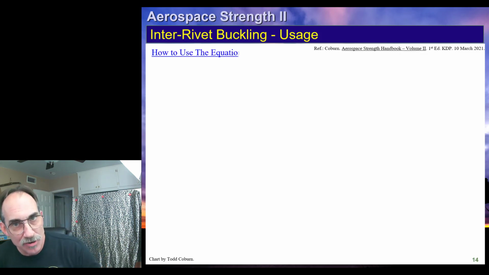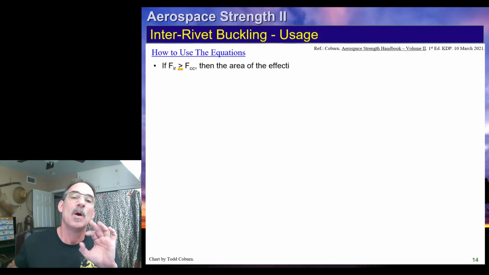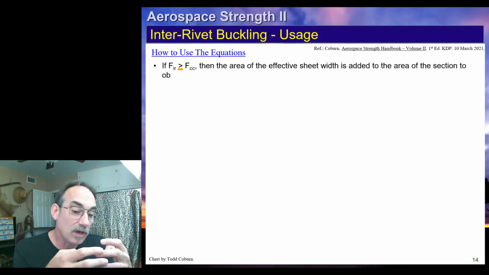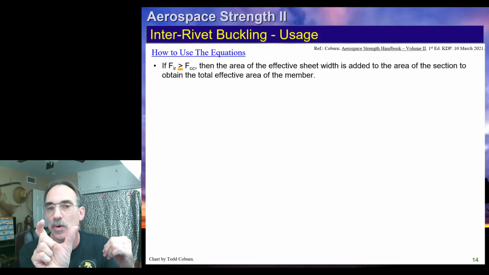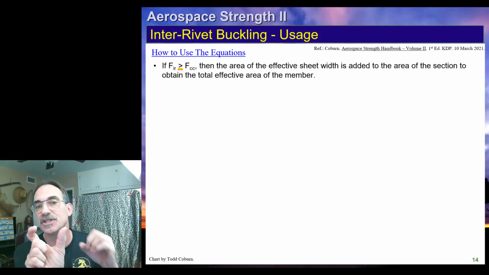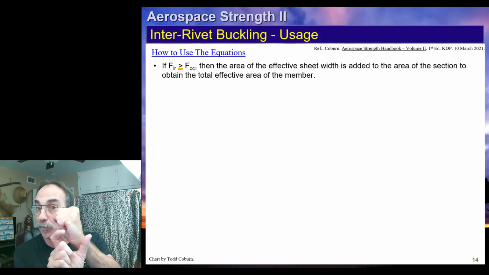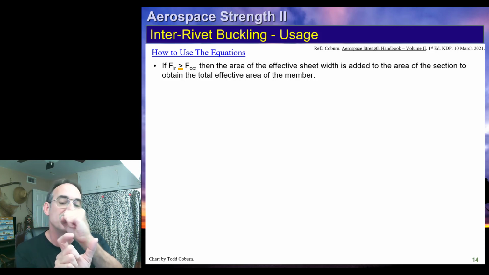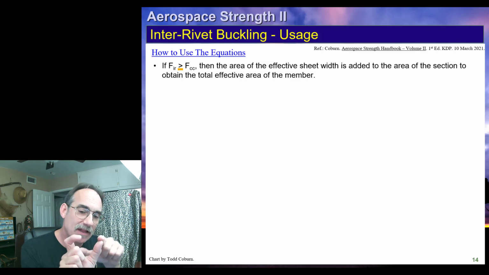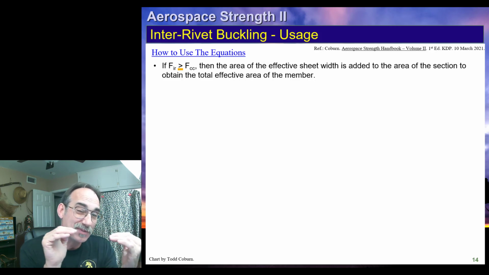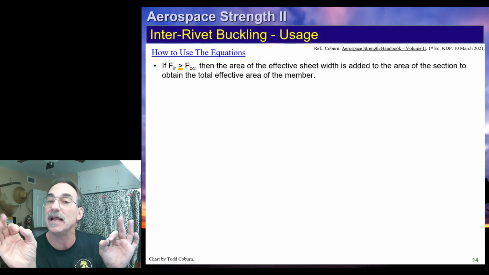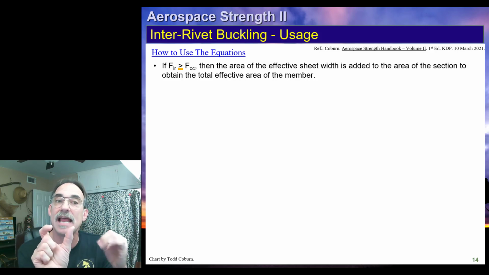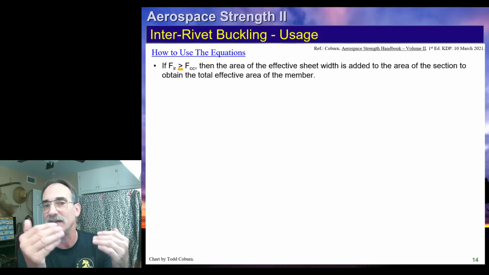All right, so here's how we use inter-rivet buckling. It's important that we don't buckle between the rivets when we're under compression, and we chose our effective width of skin as the value that should be able to support the full crippling allowable, or compressive allowable, of the stringer. If our skin buckles between the rivets, that means we failed in our goal of coming up with how much effective width of skin acts with the stringer without having a problem.